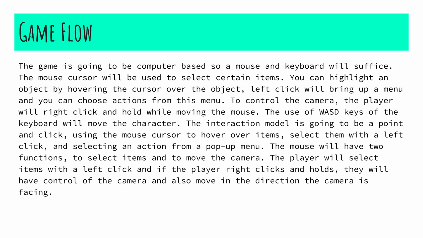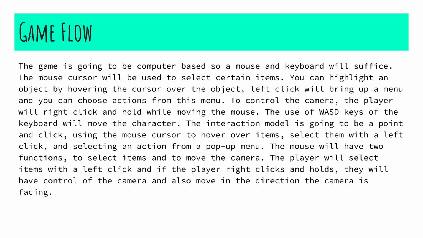So for the game flow, the game's mainly going to be computer based, so you're mainly going to be playing it with the mouse and keyboard. The mouse cursor is used to select items, and it can highlight objects by hovering the cursor over the object. A left click will bring up a menu, and you can choose actions from that menu. For the camera, the player will right click and hold while moving the mouse. And WASD keys will be used to move the character, which is what most games have.